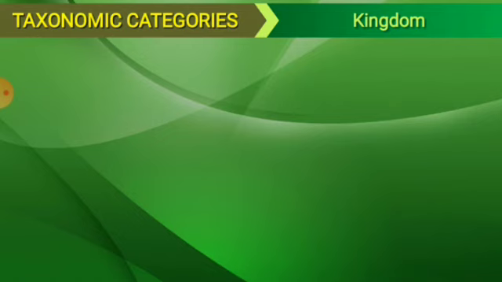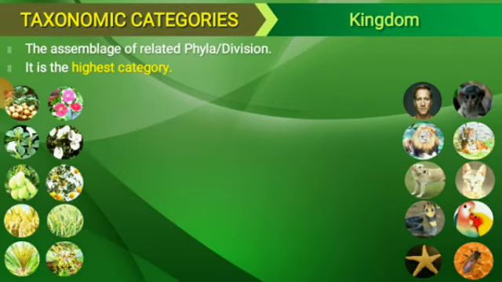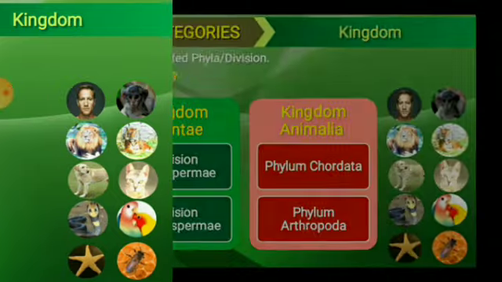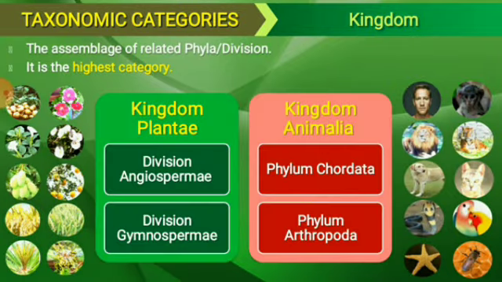The next taxonomic category is the taxon kingdom. It is the highest category in the taxonomic hierarchy. It is the assemblage of related phyla or divisions. For example, all plants are placed in the plant kingdom, whereas the animals are placed in the animal kingdom. In this way, the different organisms are placed in different kingdoms.